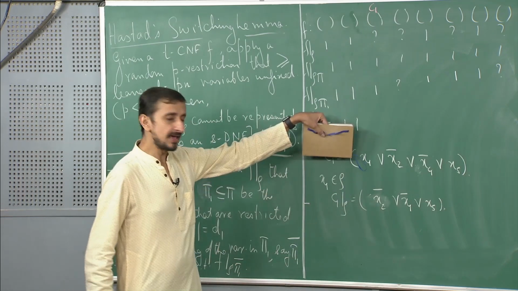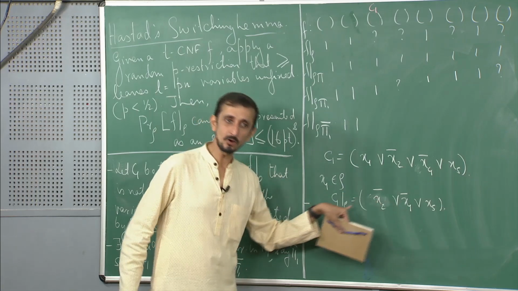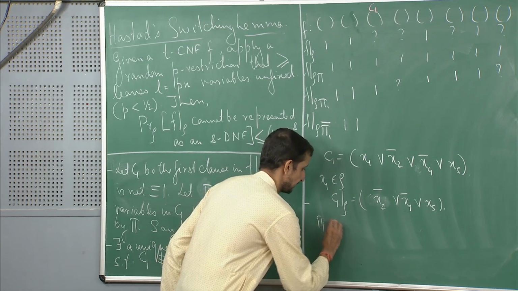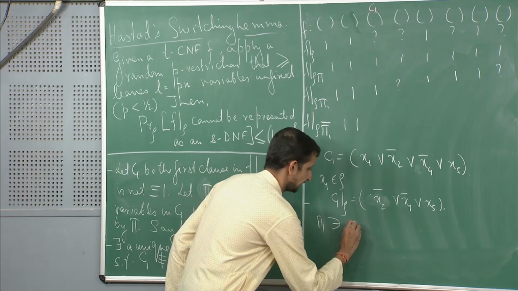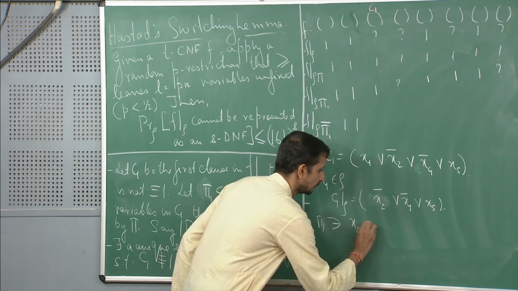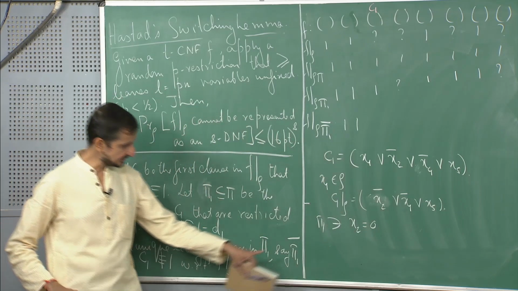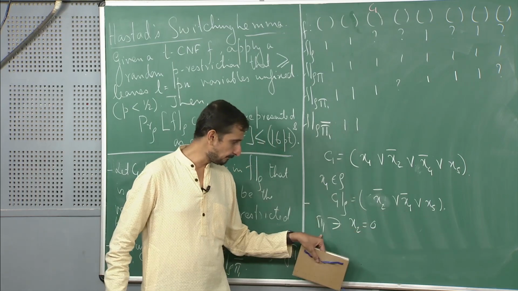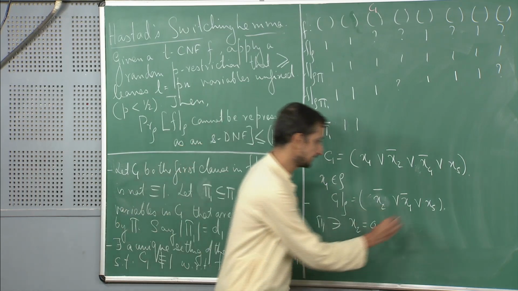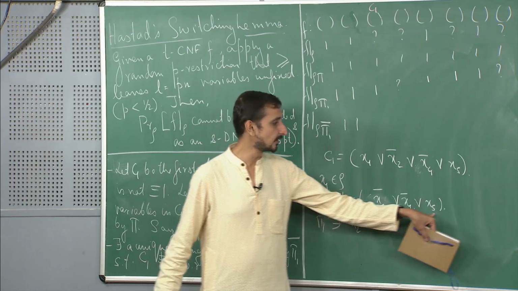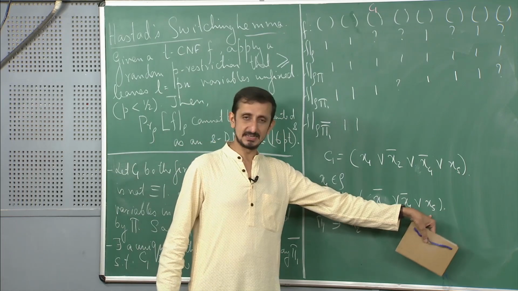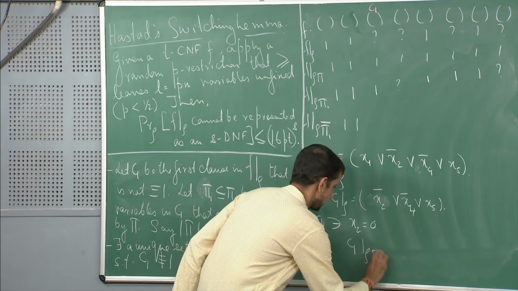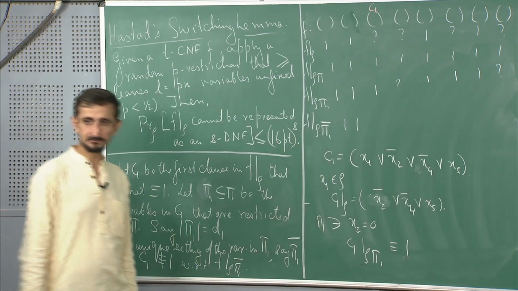Now, my pi 1 can just fix any one of these literals, it need not fix all the remaining literals. So let us suppose pi 1 contains the restriction x2 equal to 0. If I set x2 equal to 0, then this clause gets evaluated to 1. Suppose pi 1 does not set x4 and x5. Even then this clause gets set to 1. So with this setting, C1 restricted to rho pi 1 is identically 1.